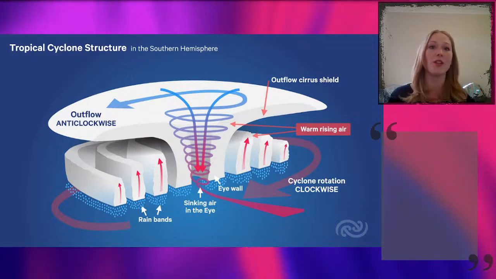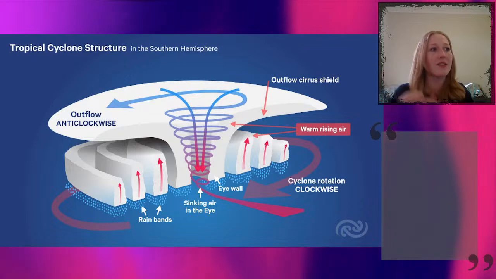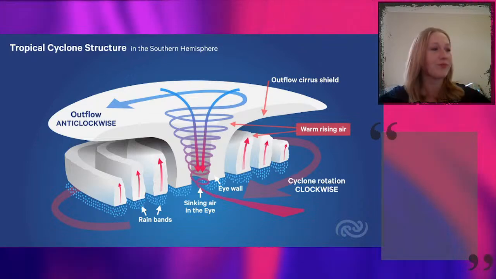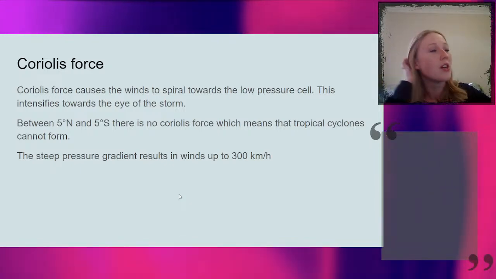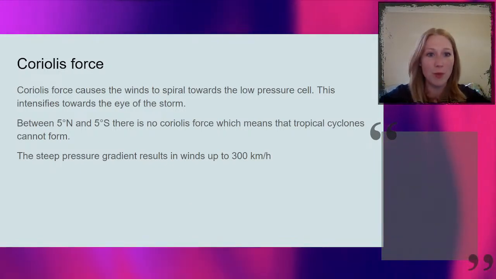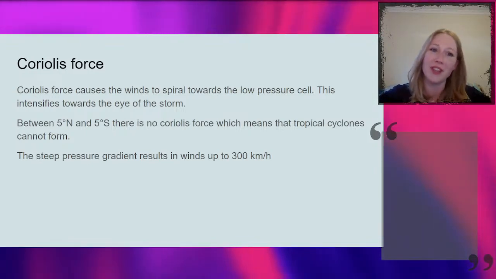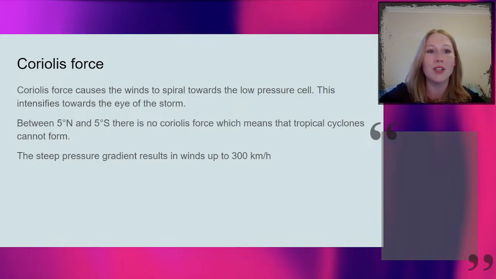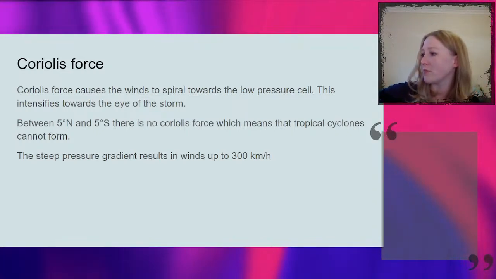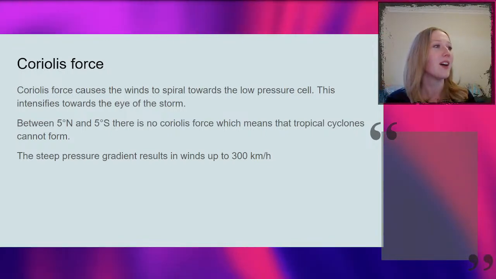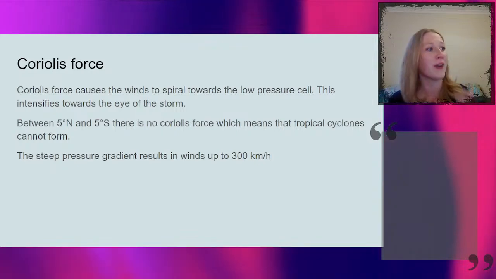So the more moisture it has, the more it can lift that warm moisture up and condense it, the more energy it will have. Okay, and then finally, Coriolis force. Coriolis force is what keeps everything spinning, everything in the atmosphere and the ocean. Coriolis force is a force that comes from the Earth's rotation. As the Earth rotates, everything gets deflected.